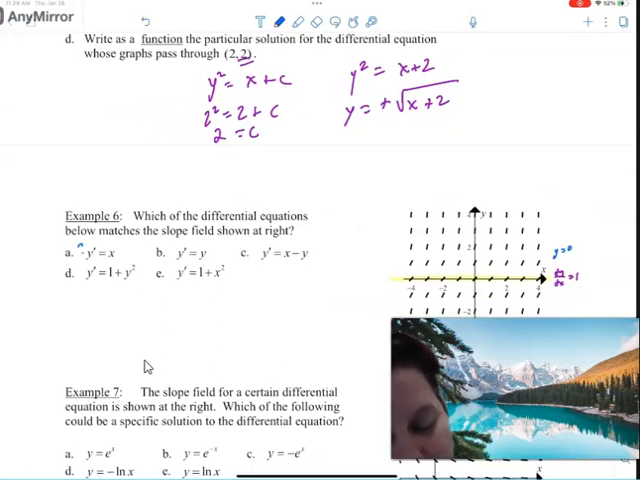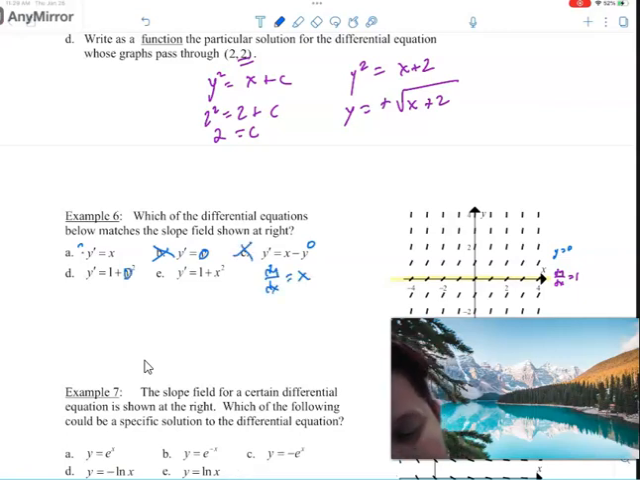If y is 0, the slopes would be 0, so it can't be this. If y is 0, the slopes are x, so it can't be this, because this wants the slopes to be 1. If y is 0, every slope is 1. That's a very good possibility. And I don't know anything about this one except that when x is changing, the slope would change, and it can't be that.